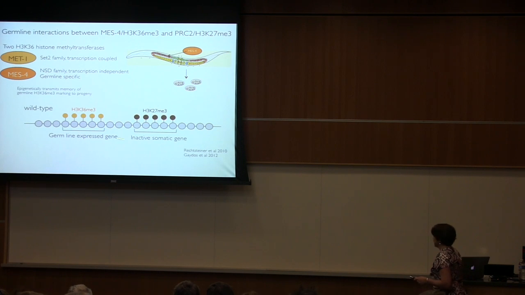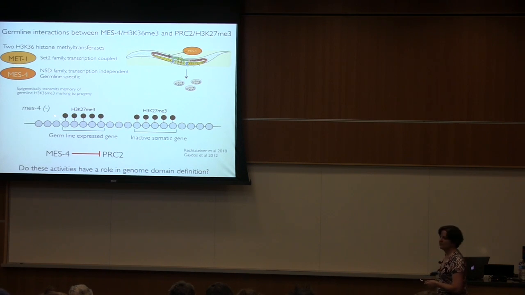So what she found is that here we have a germline expressed gene, it has H3K36 trimethyl. Here, in the germline, is an inactive somatic gene marked by H3K27 trimethyl. And in a MES4 loss of function, the germline genes acquired H3K27 trimethylation. So MES4 seems to inhibit PRC2. And this is not surprising. It's known that the H3K36 mark is inhibitory to PRC2 biochemically. So we decided to ask whether the activity of MES4 has a role in domain definition, using data that they generated.